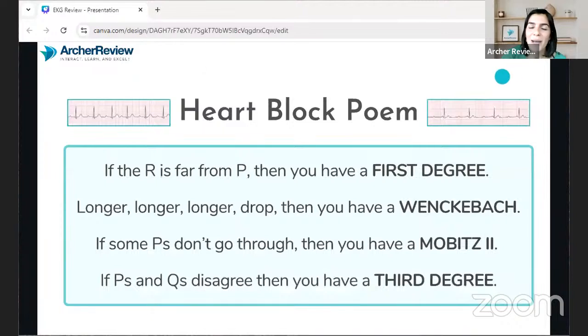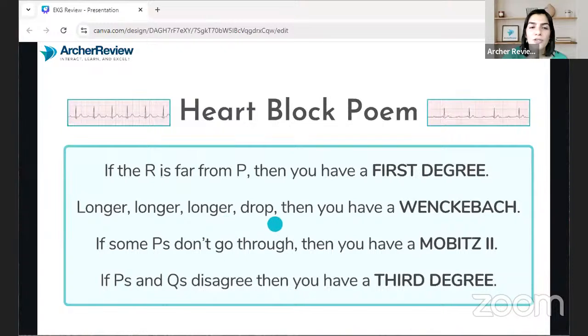So I know that was a lot, but we have a fun little poem. You've probably seen this before, but it's a nice way to remember the difference between all the heart blocks, especially when testing anxiety kicks in and you kind of get a little flustered. Just recite the poem to yourself. So if the R is far from the P, then you have a first degree. Remember, everything's normal except you have that prolonged PR interval. That's going to be your first degree heart block.